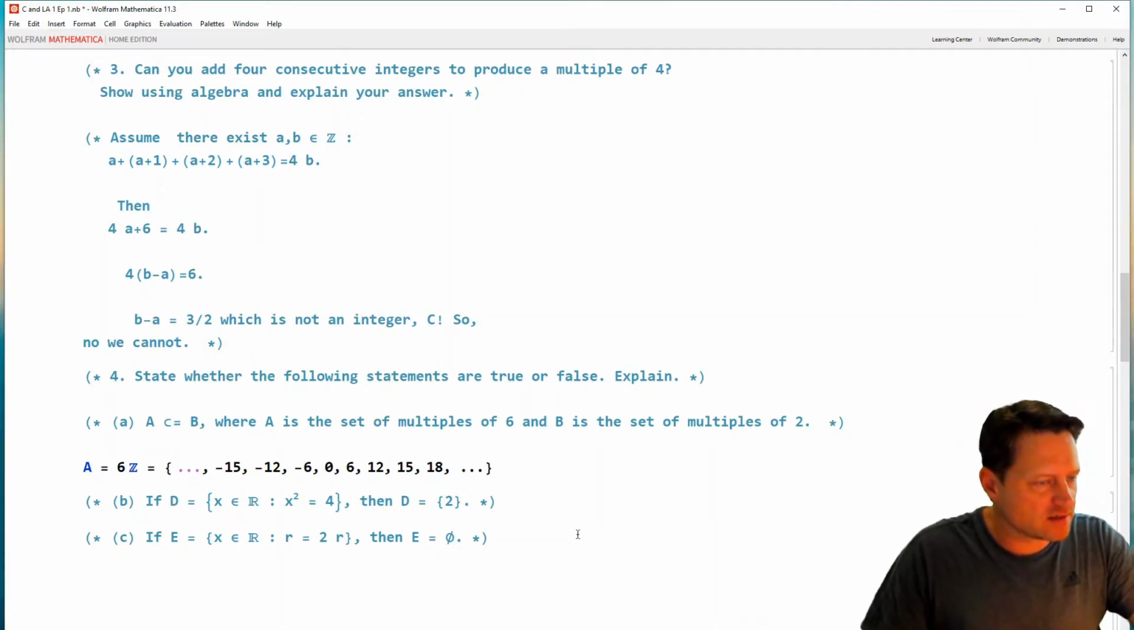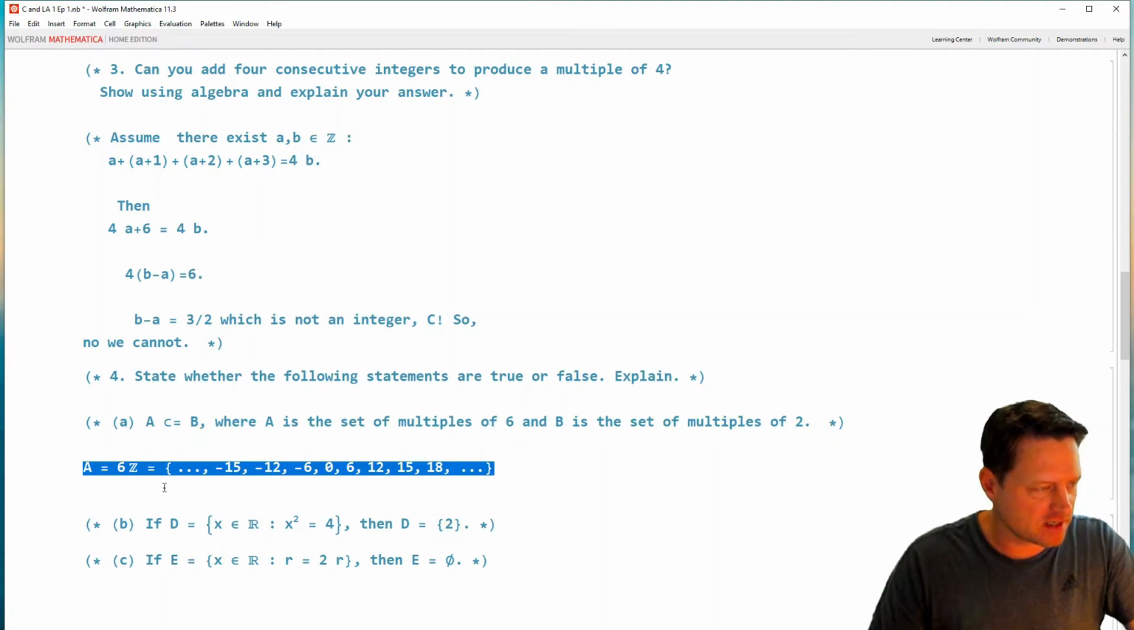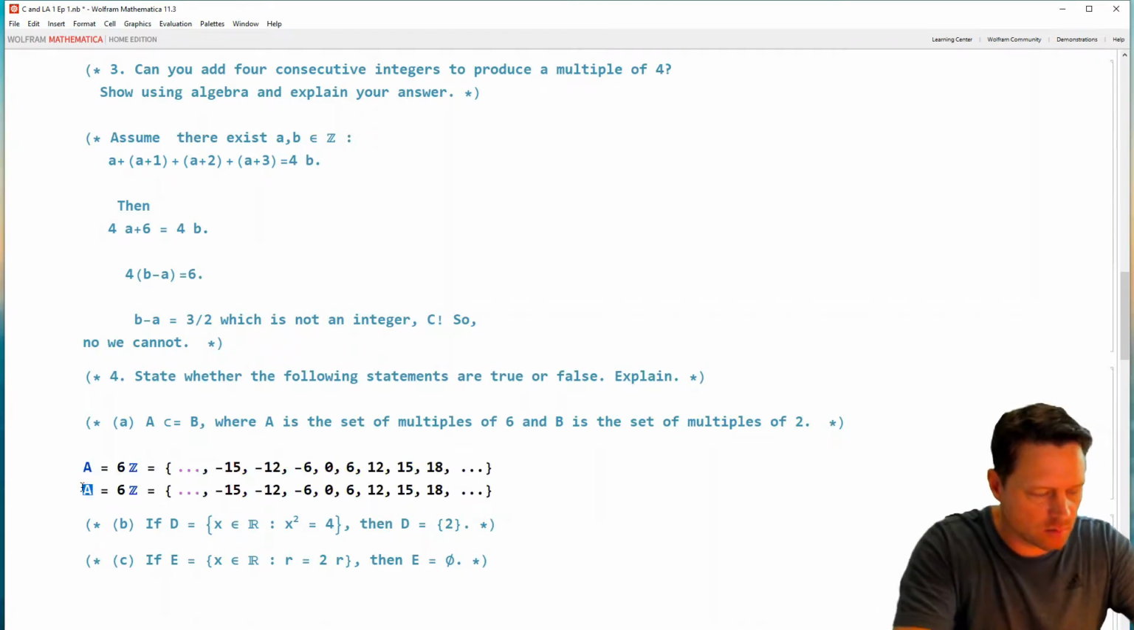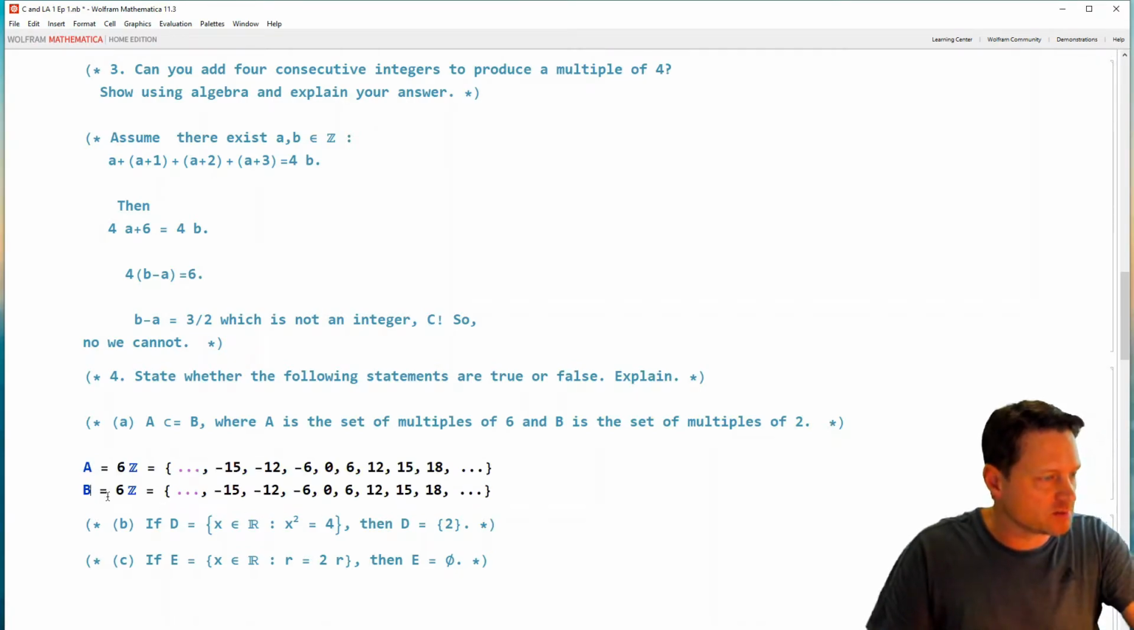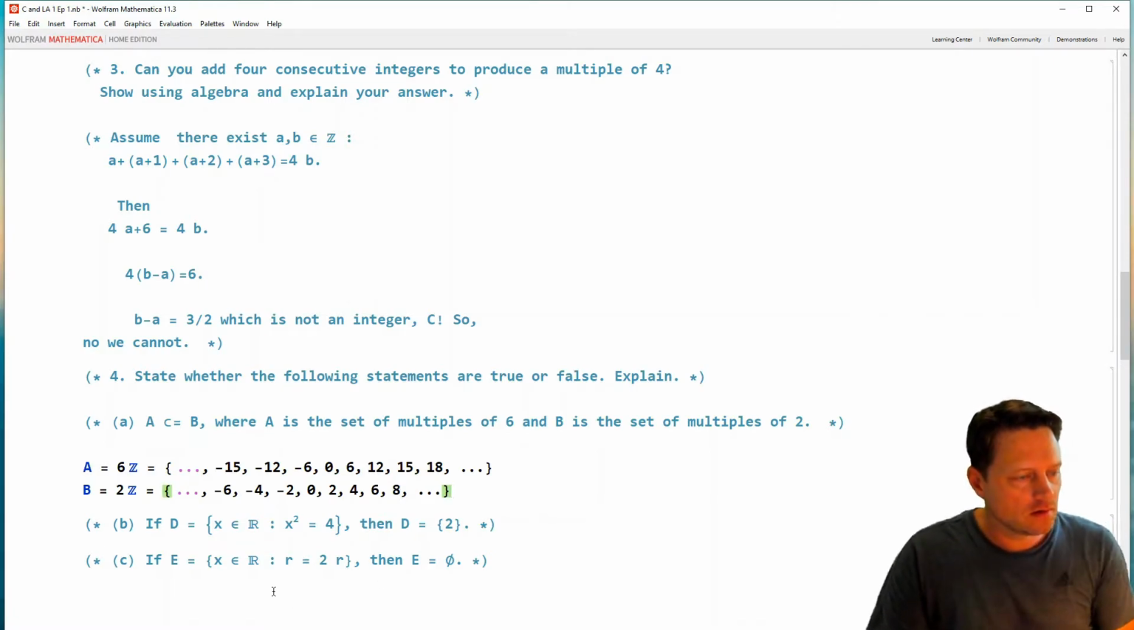Okay, now what about B? So let's do some copying and pasting here because B will look similar. So B is the set of multiples of 2. Okay, so we'll write that 2Z, and then we might put minus 6, minus 4, minus 2, 0, 2, 4, 6, 8, and so on. Okay, so the even numbers.